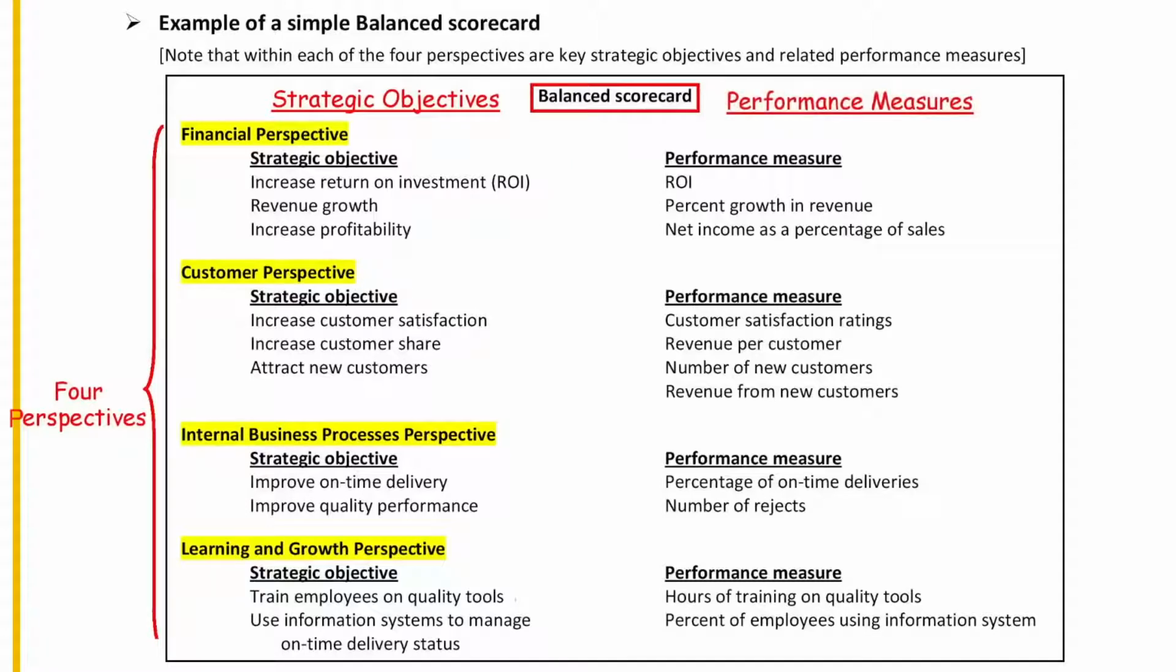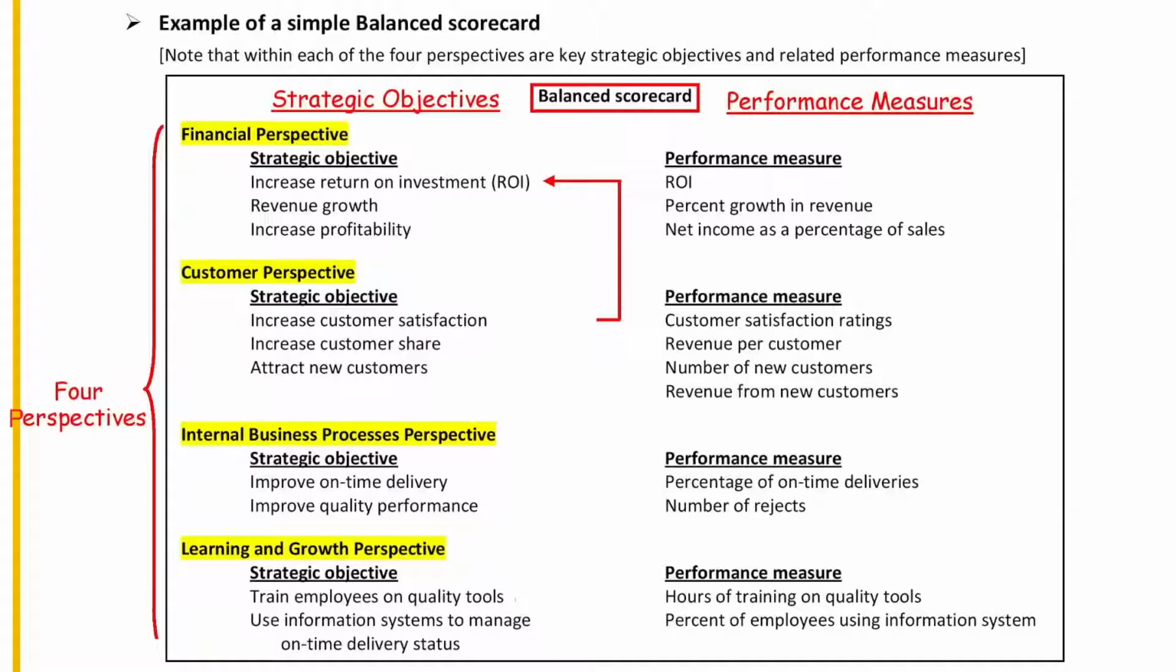Now let us identify certain cause and effect relationships within the balanced scorecard and build up our strategy maps. So let's say when we're looking at the learning and growth perspective, a strategic objective there is to train employees on quality tools. Now by doing this, naturally this would help us improve on-time delivery. So draw an arrow from here to the strategic objective under internal business process perspective, improve on-time delivery.